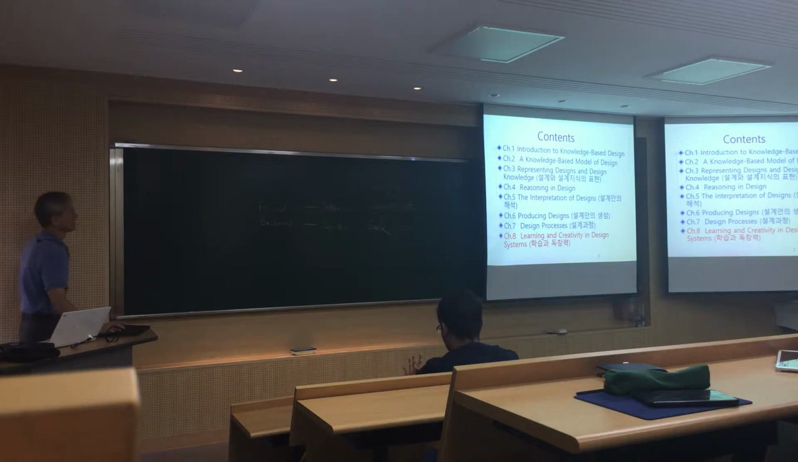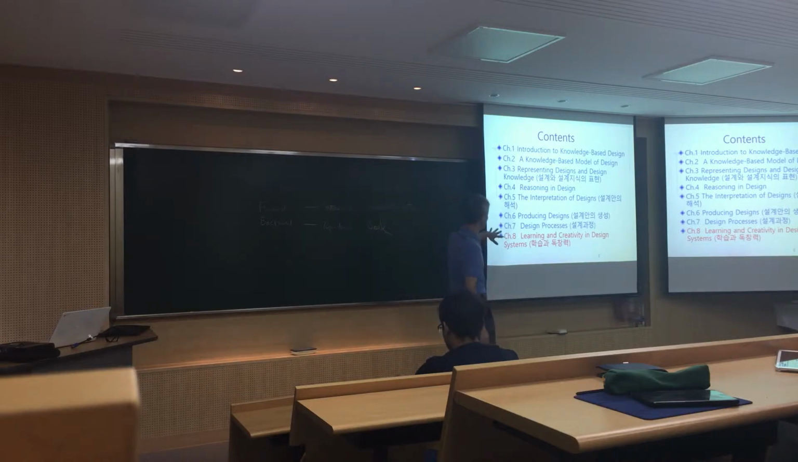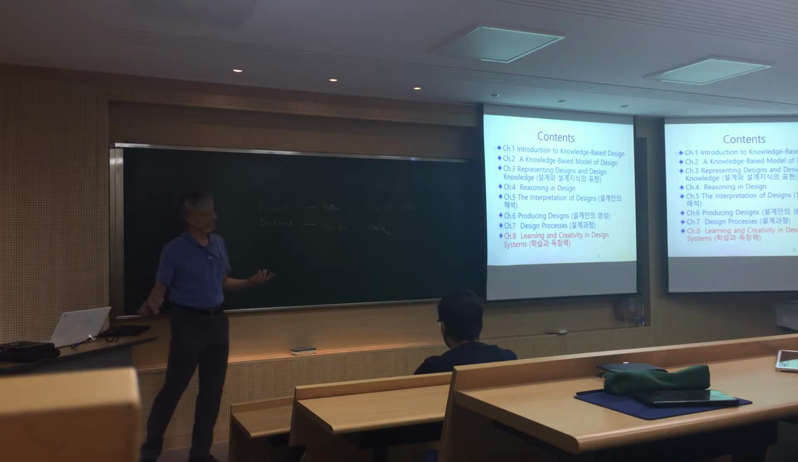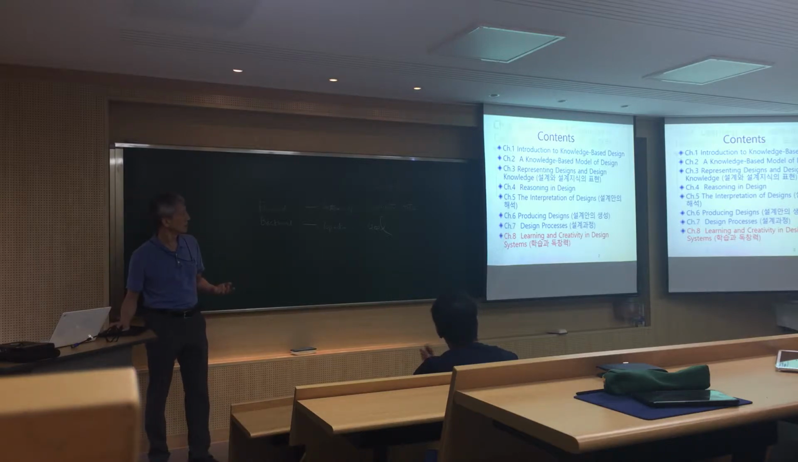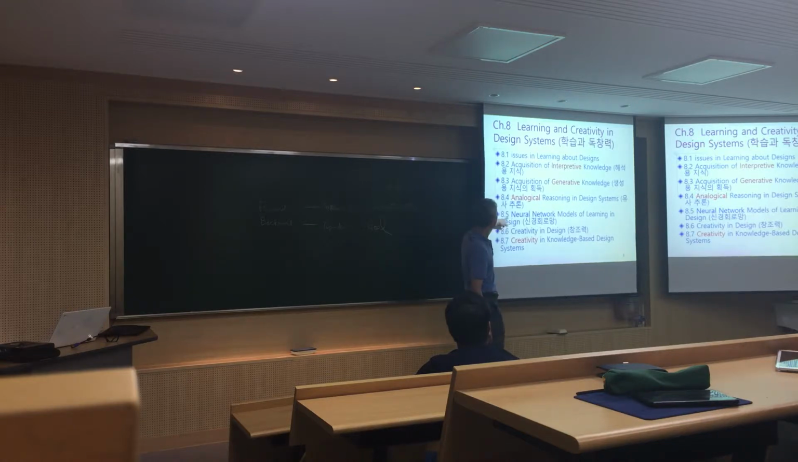Okay. So this is a whole book, the textbook. And the last chapter is about learning and creativity. Inside this chapter, there is a neural network section. Because this is a book from 1990, 17 years ago, at that time neural network was an emerging technology. This is a subsection of chapter 8, and among them only one is neural network. The others are learning, acquisition, interpreting knowledge, generative knowledge.